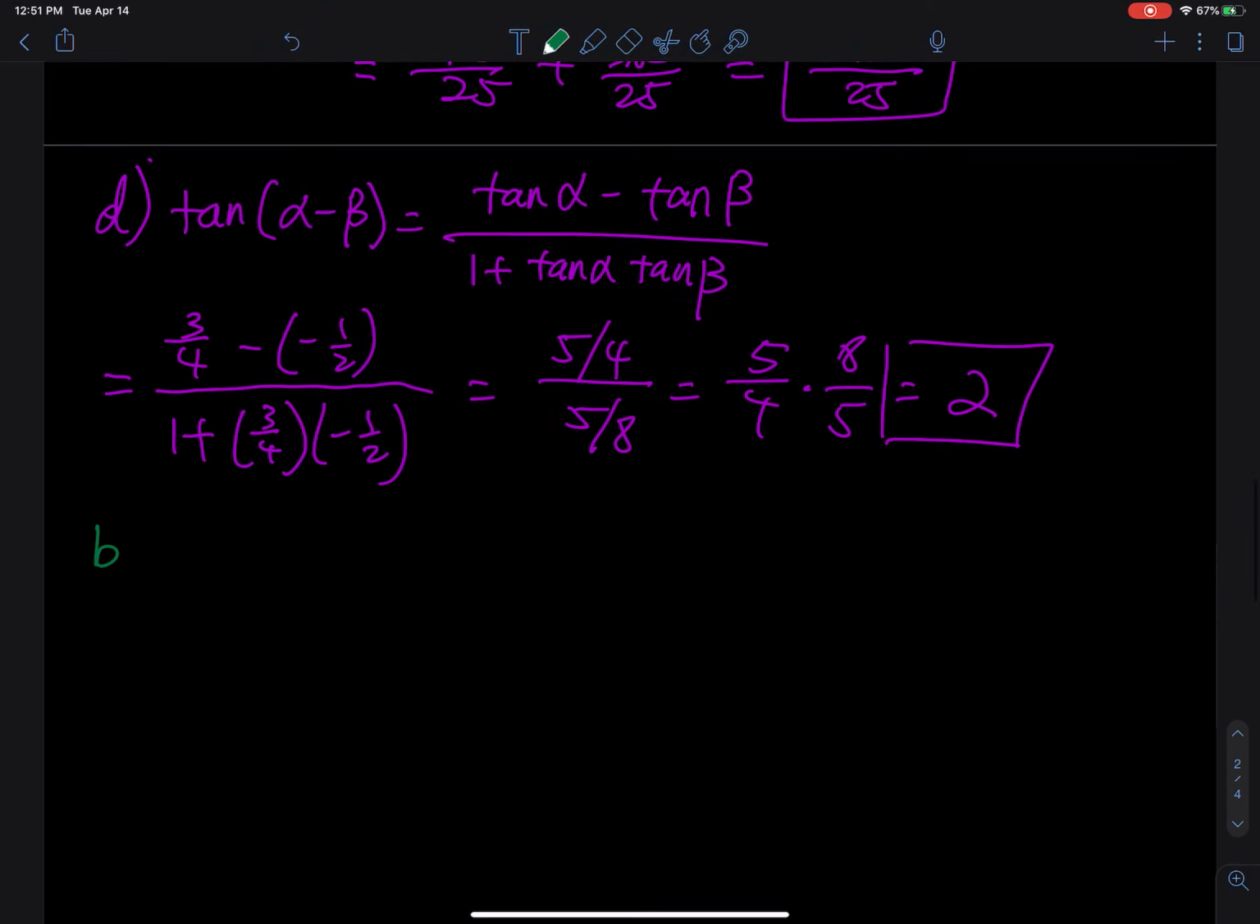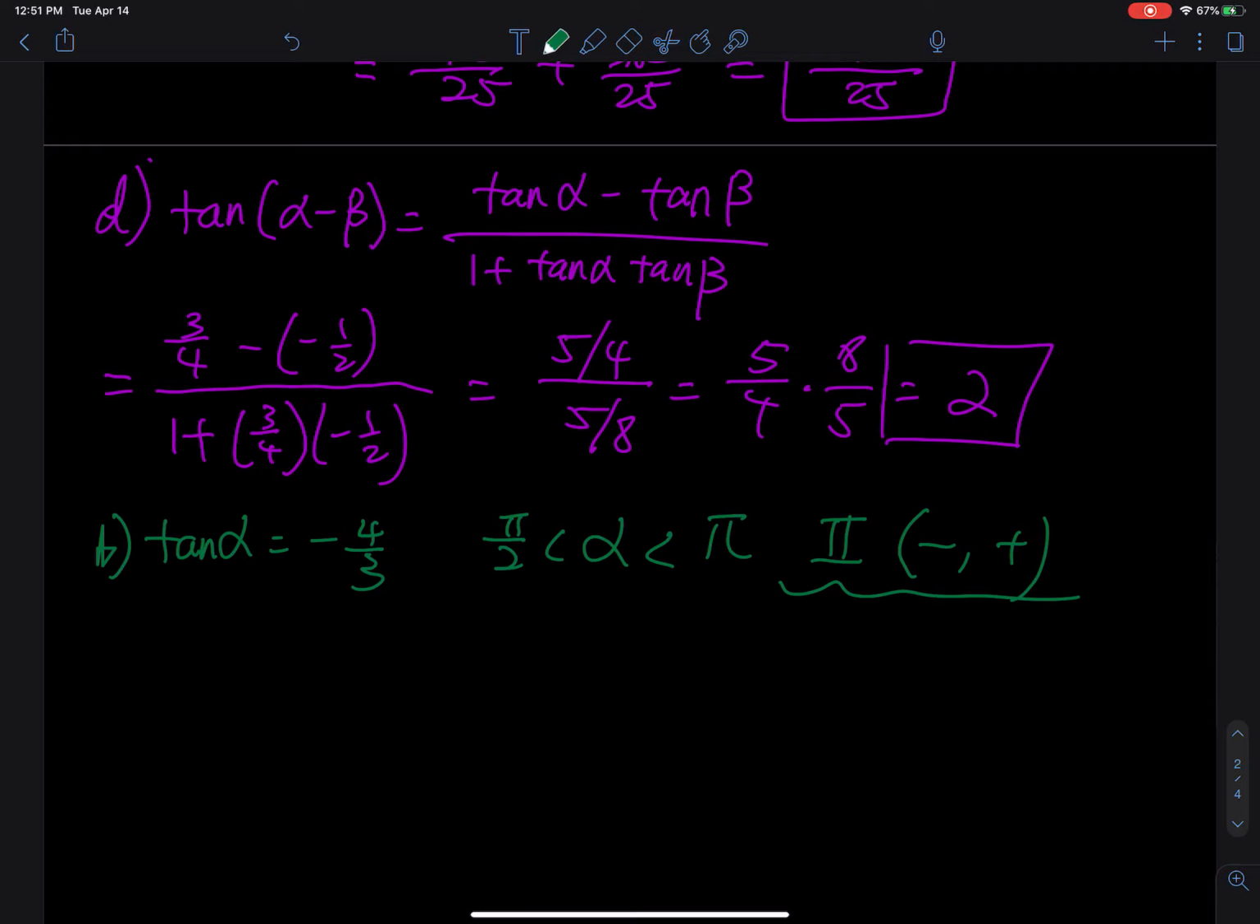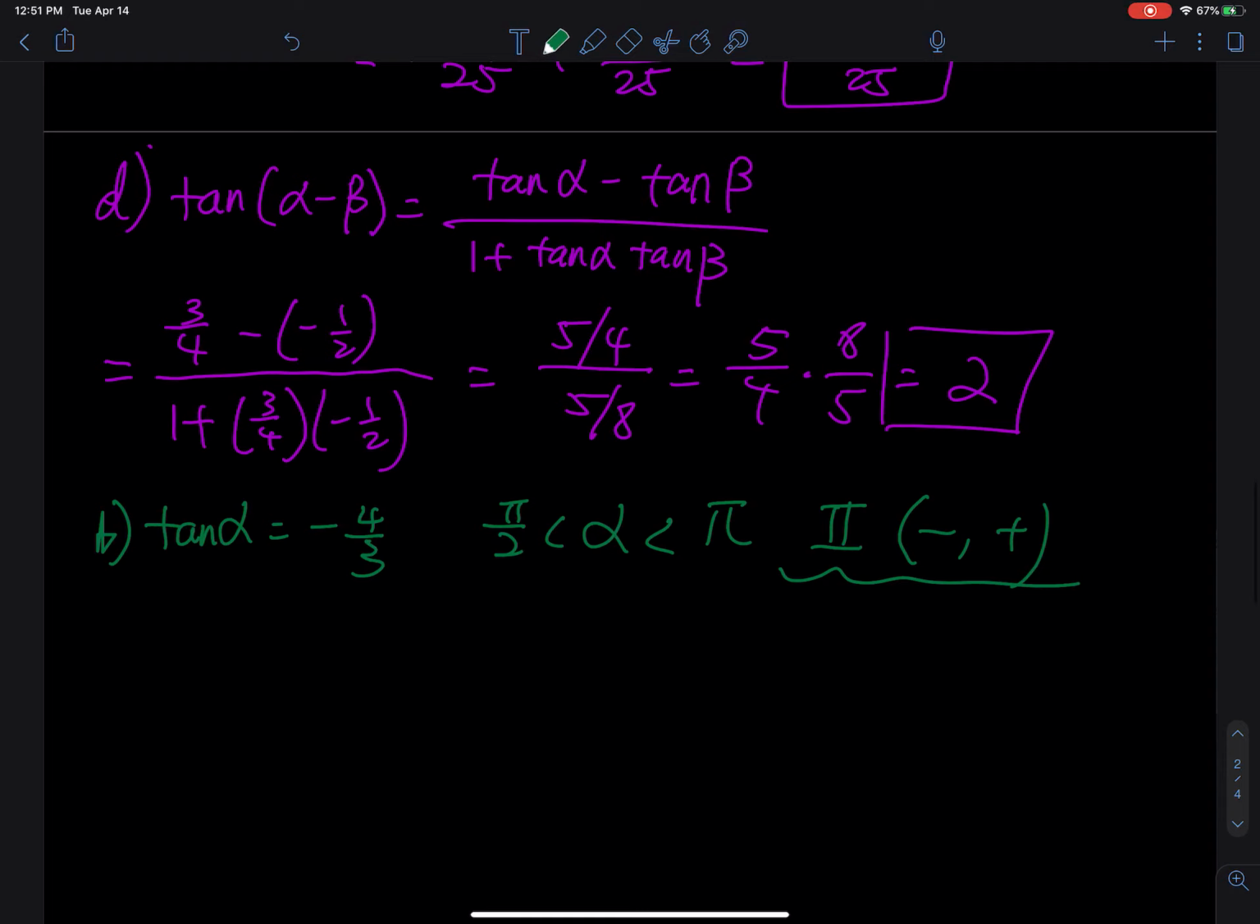So in part B, we have tangent alpha equals negative 4 over 3, and alpha is between pi over 2 and pi. Where is this? Pi over 2 and pi, that is in quadrant 2, where x is negative, y is positive. They don't tell you this in the problem. It is your job to figure it out. And then they gave you cosine beta equals 1/2, and beta is between 0 and pi over 2. 0 and pi over 2, that is quadrant 1.